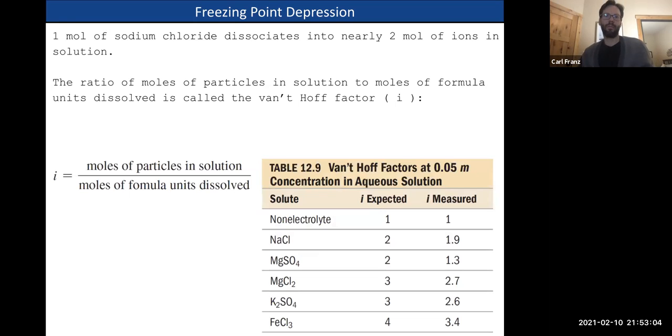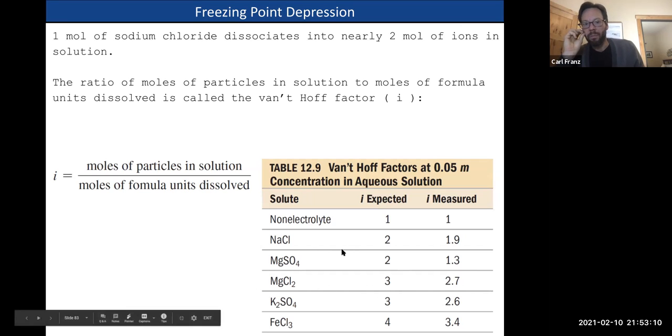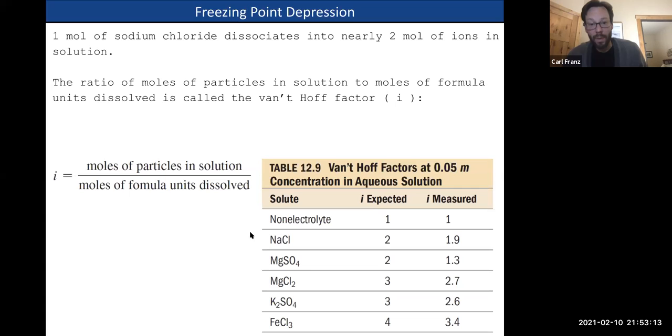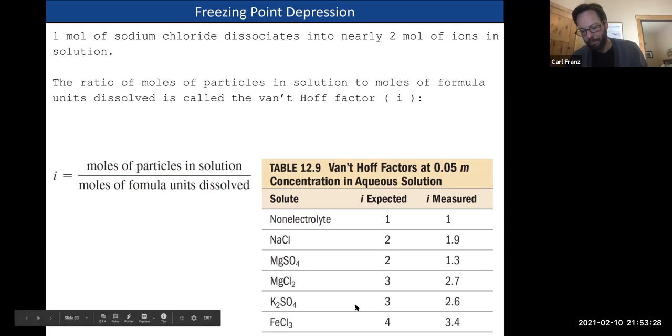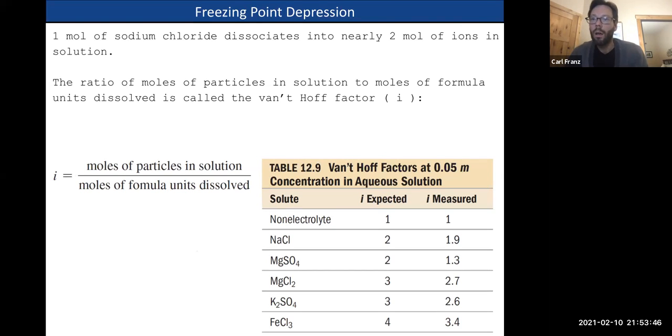Here is where the i becomes important, usually with salts. Sodium chloride is going to dissociate into 1 sodium and 1 chlorine, so that's 2 moles. When we actually measure it, it's 1.9, but we use 2 as the i. Something like iron chloride is going to be 4: 1 iron atom and 3 chlorines, so that's 4.